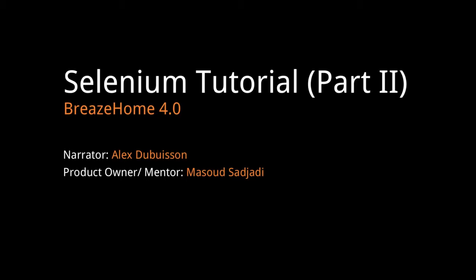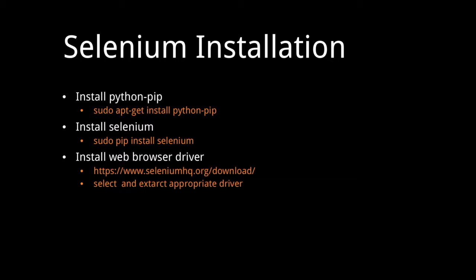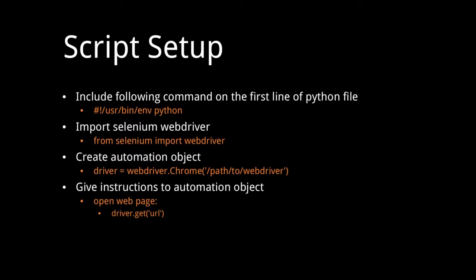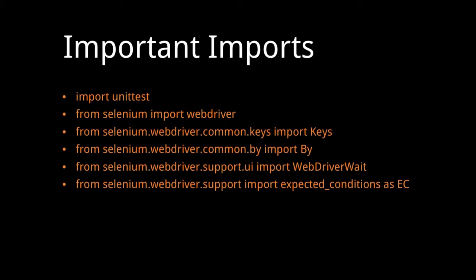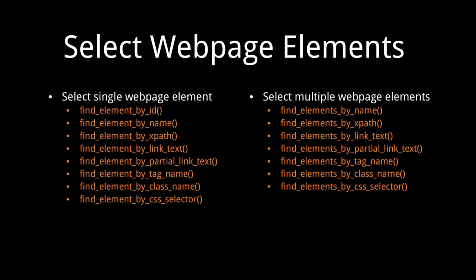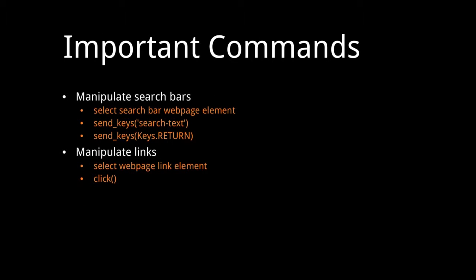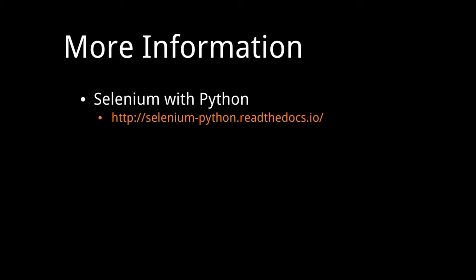Now, in the previous video, we went over how to install Selenium, and we also went over how to create our first simple script. In this video, we're going over the importance of the various imports that we have on our Python scripts, and we'll also be going over how to actually select various elements on the web page and how to manipulate those elements, whether they be search bars or links. Now, at any point in time, if you ever need any extra info, you can always go to selenium-python.readthedocs.io. And without further ado, we'll just go straight to the demo.